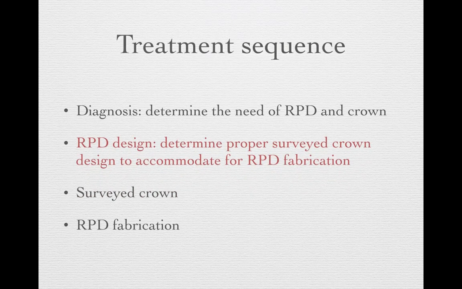The real treatment sequence should be: you do a diagnosis, so you determine the need of the removable partial denture and the survey crown. Then you have to come up with the RPD design. You have to determine what a proper RPD design is, so then you can come up with the proper survey crown design to accommodate the RPD fabrication. Then, after you have that information, you start with the survey crown and finish the RPD.